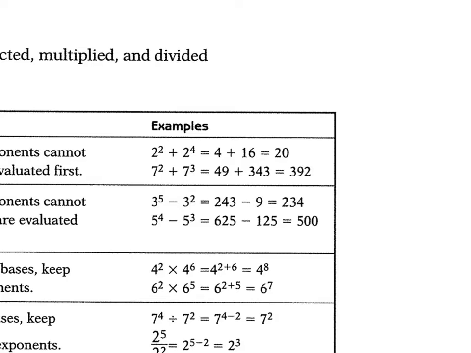So we would have to find what 2 squared is, which is 4, and then add 2 to the fourth power, which is 16, and then we can combine them. 4 plus 16 is 20. Same thing with the second example, we need to evaluate it first. Same thing with subtraction. We cannot combine these two unless we evaluate it first. So we would need to find 3 to the fifth power, which is 243, and then subtract 3 squared, which is 9. So for addition and subtraction, in order to combine it, we have to evaluate first.